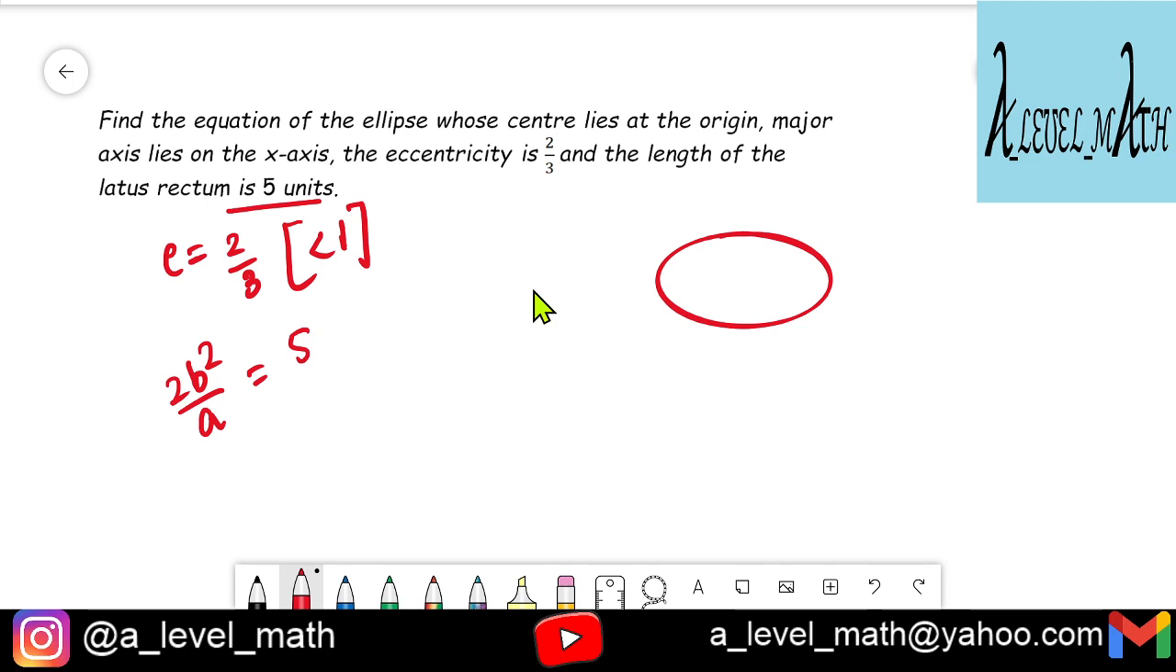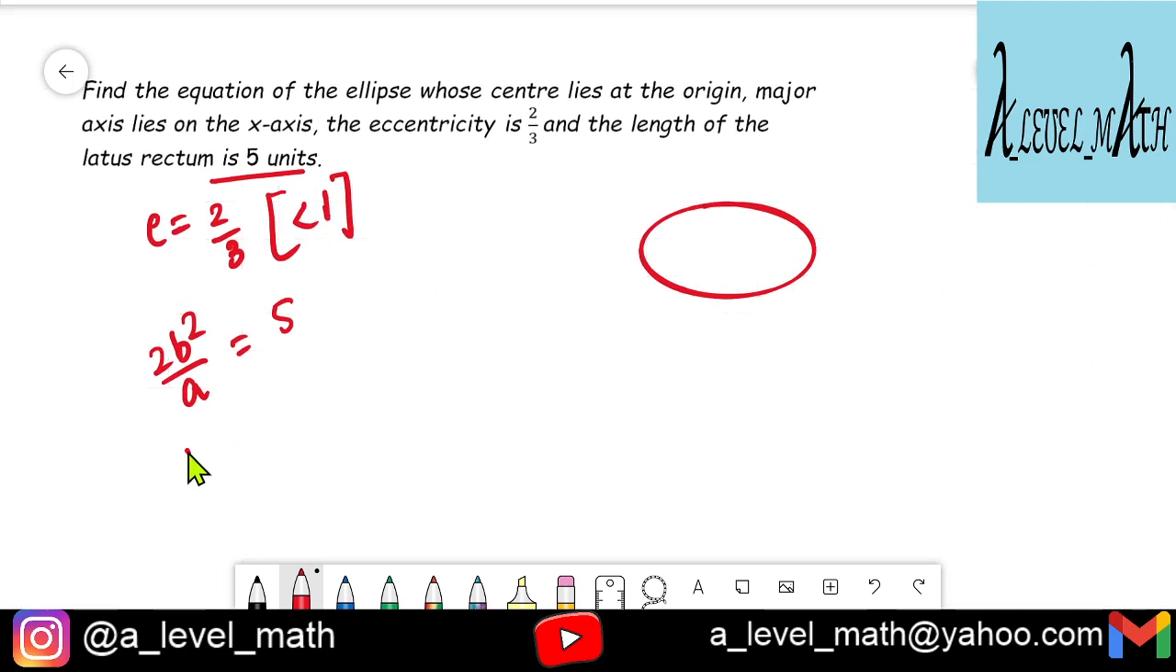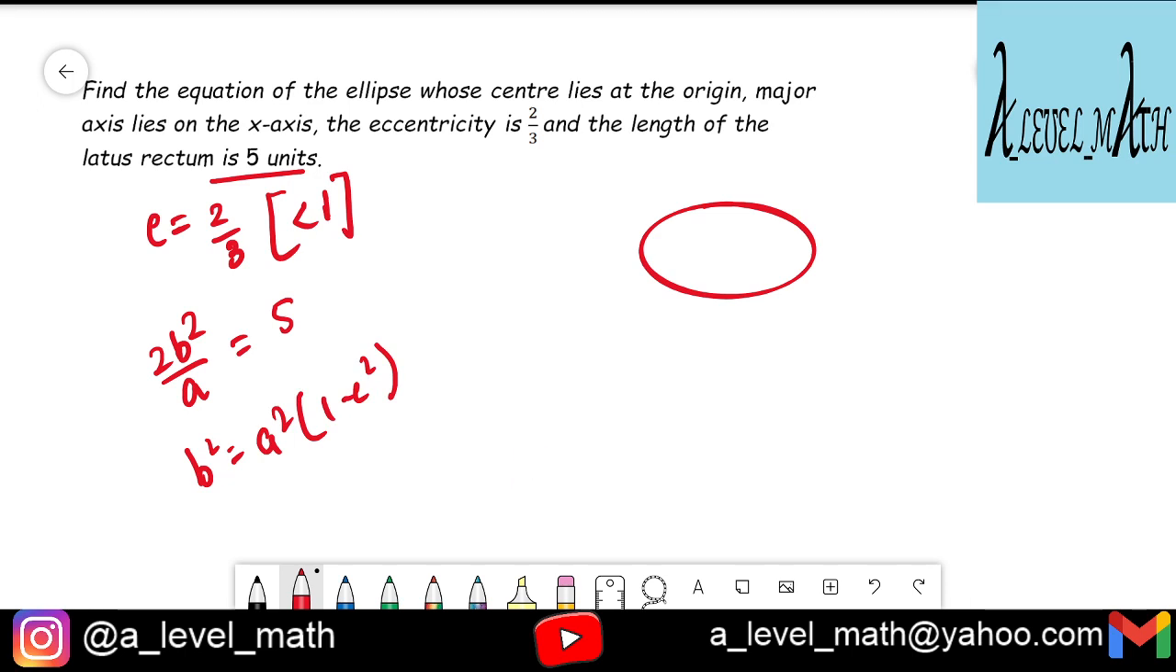So these are the two things that are given in the question. Also, we know that b square is a square times 1 minus e square. This you always have to keep in mind, because this interchange you'll have to keep on doing. All right, guys. So just plug in the value of e over here, and you can figure out what b square is.